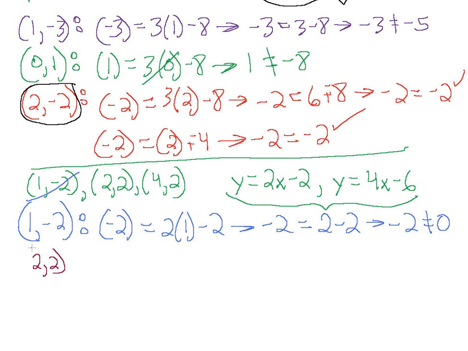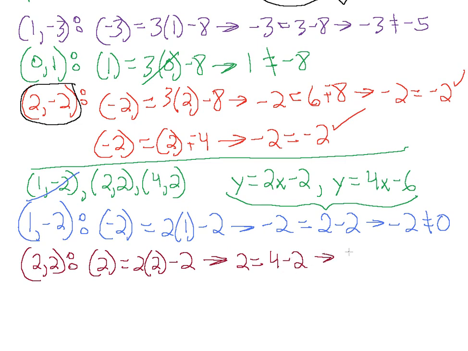We have (2, 2). Let's go ahead and plug it into the first equation. So y equals 2. So 2 equals 2 times x, which is 2, minus 2. There's an awful lot of 2's going on here for some reason. So we have 2 equals 2 times 2 is 4, minus 2. So we have 2 equals 4 minus 2, which is 2. 2 equals 2. That's a true statement. So this is a point lying on this line.